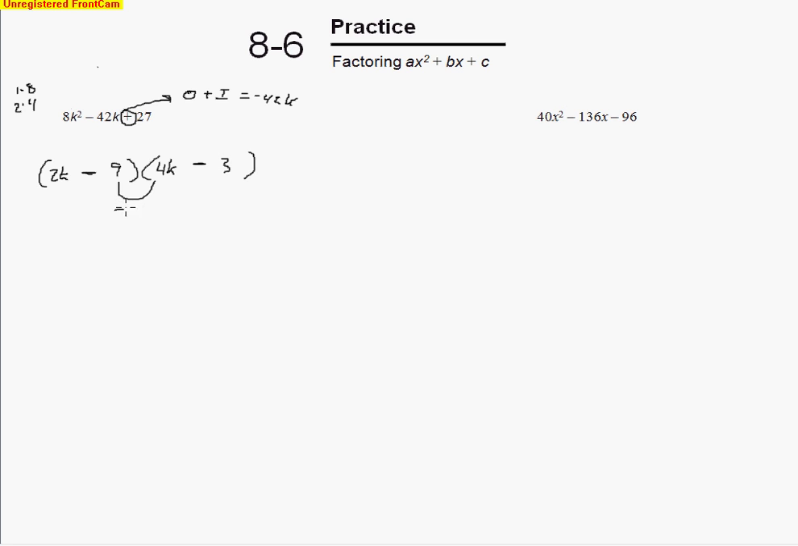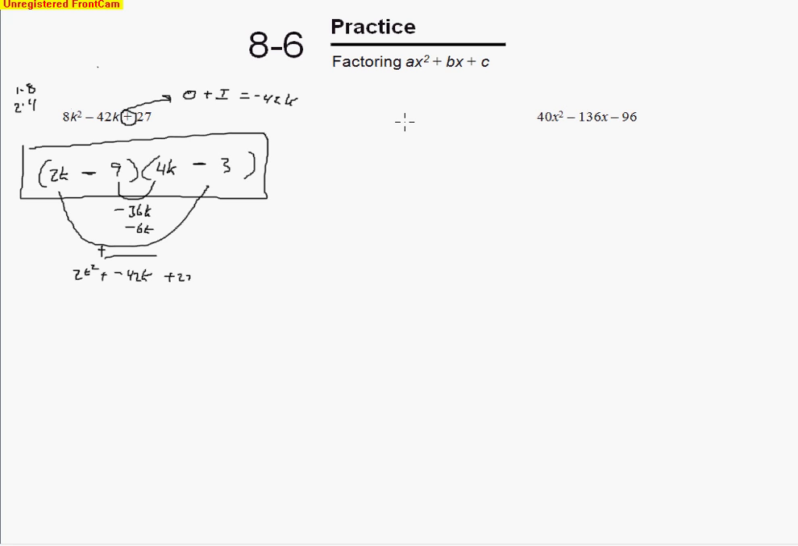So this makes negative 36k. And this makes a negative 6k, and those two do add together to make negative 42k. Yes, that does end up working out. So I check, I know the first terms multiply to make 2k squared, and the last terms do multiply to make a positive 27, so it does work. So this would be our answer.